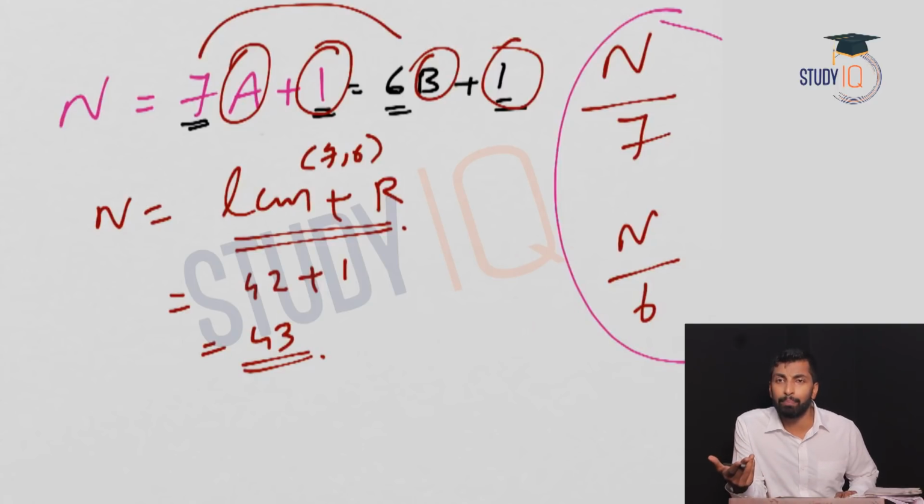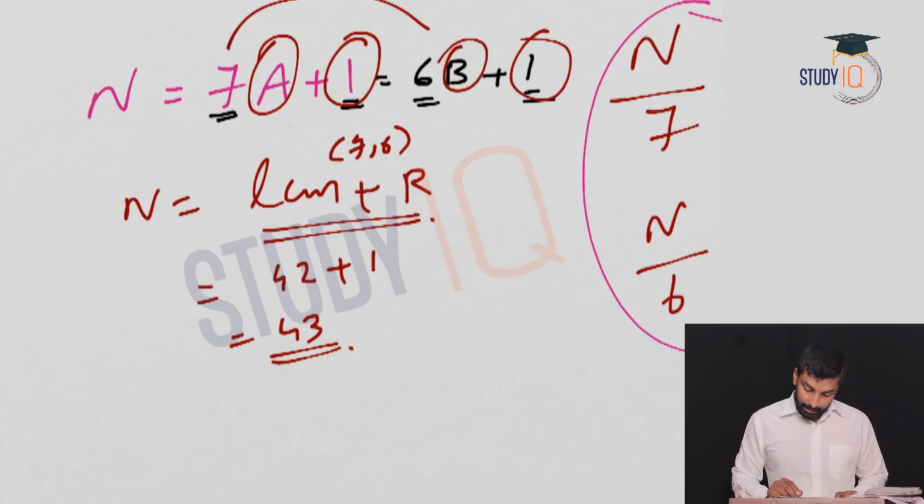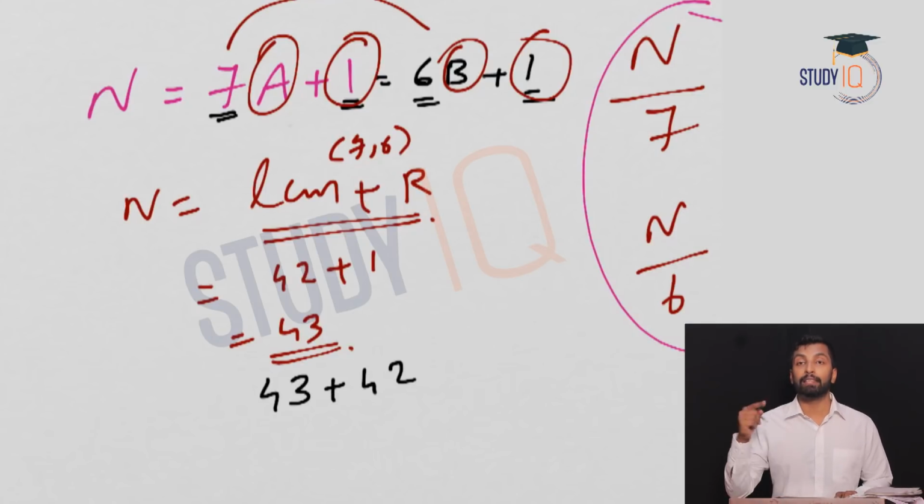Is 43 the only such number? No, there are many other numbers also, but 43 is the first possible number. Then what is the next number? If you need to know the next number, add the LCM. So 43 is the first number, then 43 plus 42 is the second number. So what will be the third number?